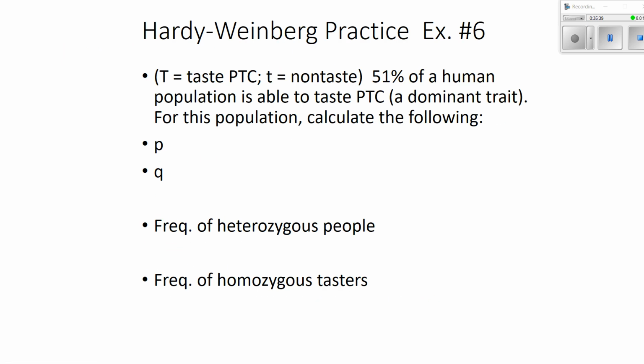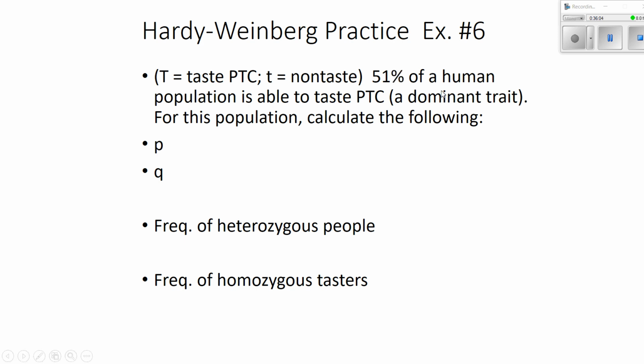Okay, number 6. We know that big T is for being able to taste PTC. Little t is for non-taster. It says, totally made up here, 51% of a human population is able to taste PTC. Now we're going to calculate P and Q and everything else. So pause it.